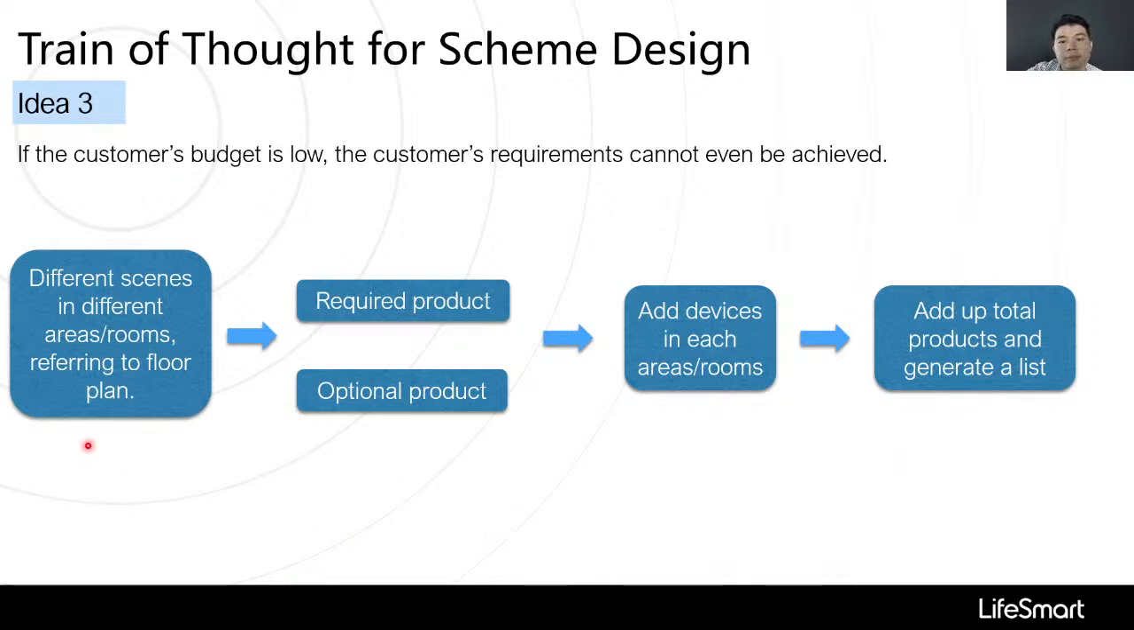First, we can analyze the different things in different areas, referring to the floor plan, and we need to list up required products and alternative products. Introduce and explain the function or realize the things with the optional devices in order that the customer can decide finally if buy or not. And then add devices in each area or room. Last, add up the products and generate a device list.